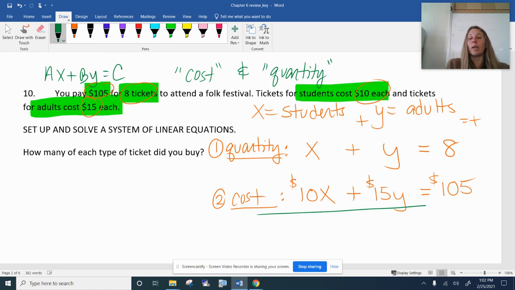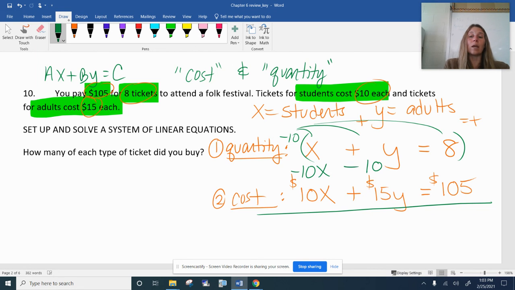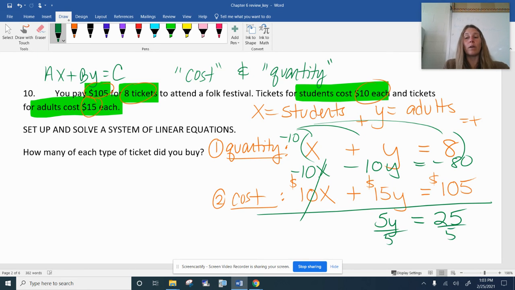Once you do this, very simple. I usually use elimination, but first I'm going to multiply one of my equations. It's always going to be the quantity one because your X and your Y are just a plain old X and Y. And I'm going to multiply that by -10. I could also do -15, but -10 is smaller. So -10x minus 10y equals -80. Now I want to add these up. My x's cancel. -10 and 15 is 5y, and -80 and 105 is 25. And now I can solve here.